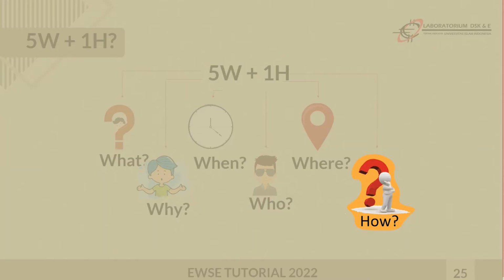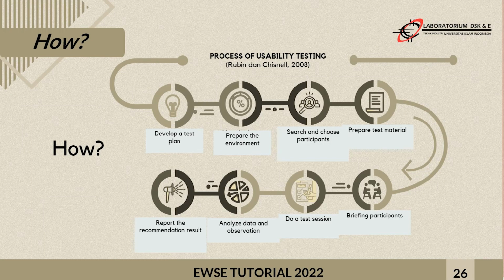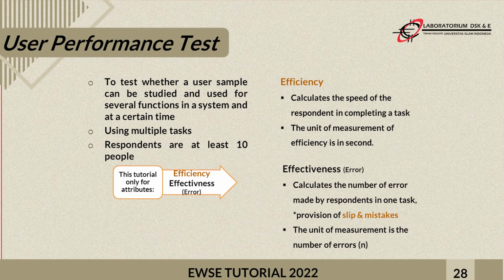And then the last one is how. How to process a usability testing? Well, Rubin and Chisnell said, first we have to develop a test plan. And then we continue to prepare the environment, search and choose the participants, prepare test material, brief participants, and then finally do a test session, analyze the data and observations, and last, report and give a recommendation result.